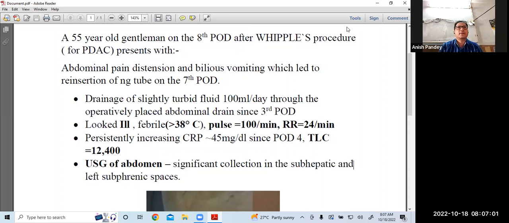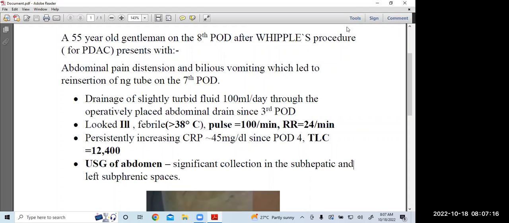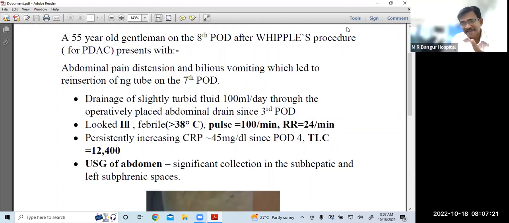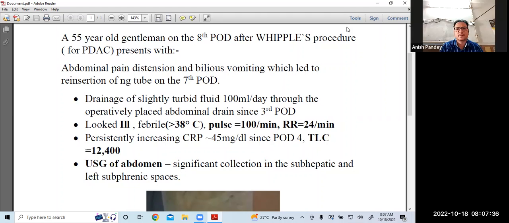Sir, pancreatic fistula is defined as any measurable amount of fluid coming through an operatively placed drain, usually after 48 hours of surgery, with serum amylase level on the third day. You are giving an International Pancreatic Study Group definition, so stick to that definition. They don't mention 48 hours. Yes, 72 hours, third post-op.